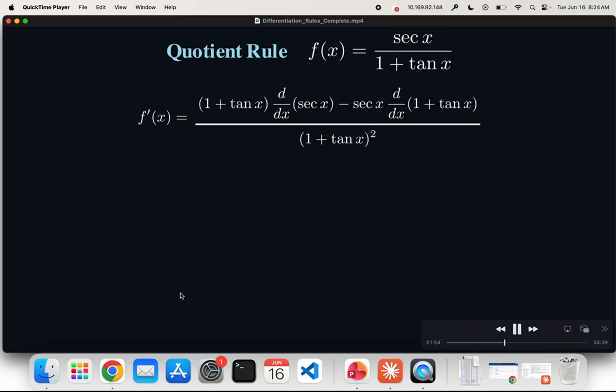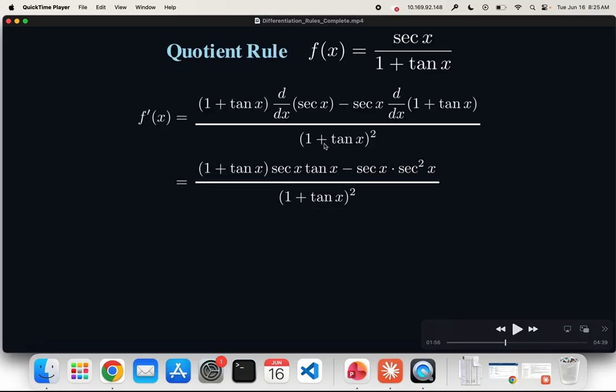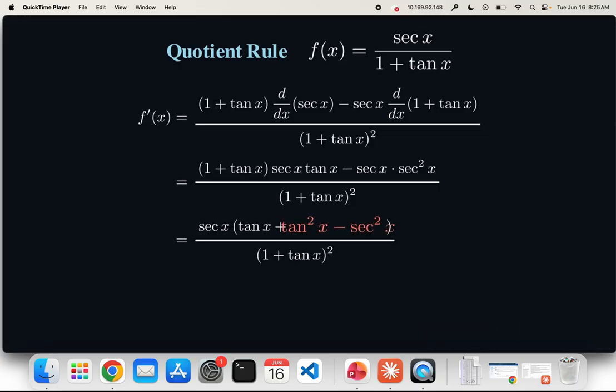Okay, so here's the quotient rule, and then applying, memorizing the derivatives of the 6 trig functions. So low d high, so low is 1 plus tangent, d high, differentiate secant, minus high, which is secant, d low, differentiate the low function, and then the low squared. Well, to differentiate secant, we saw that it was secant tangent. To differentiate 1 plus tangent, differentiating 1 is 0, differentiating tangent is secant squared. So this is applying the quotient rule. And then doing a little bit of algebra can help simplify the answer here.